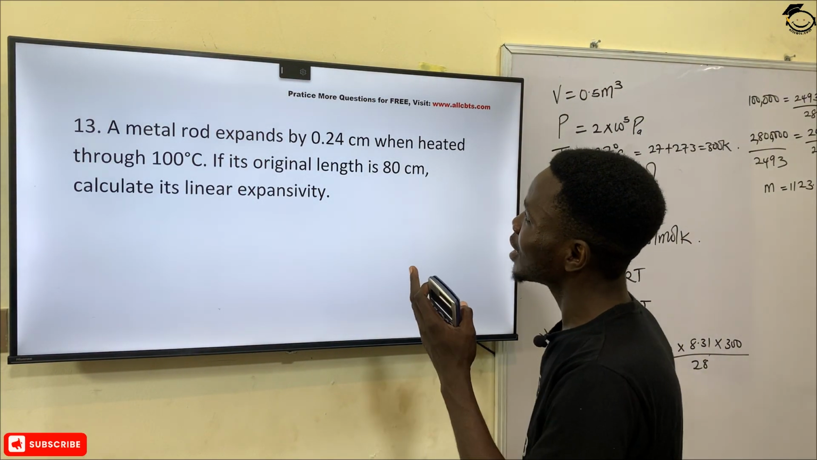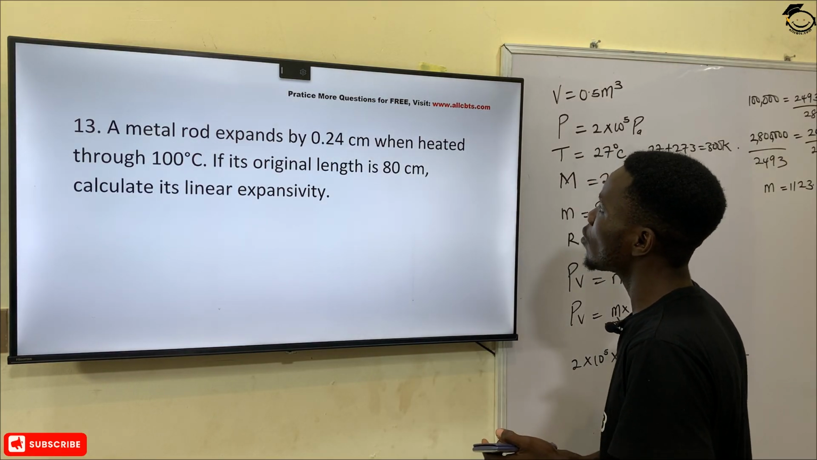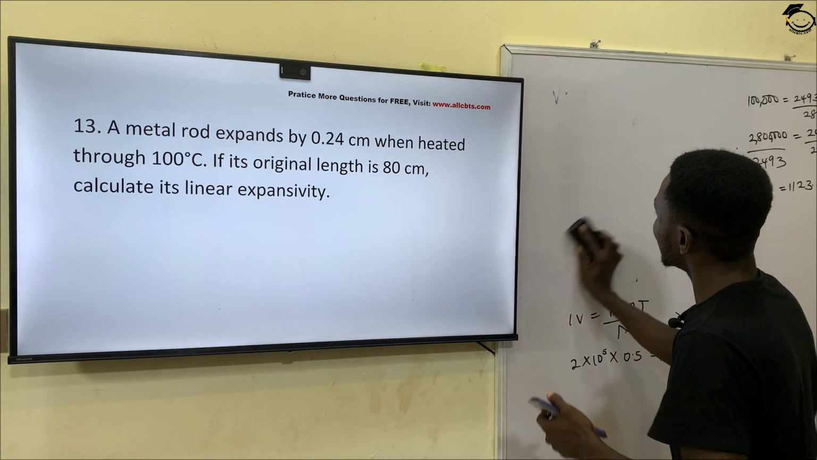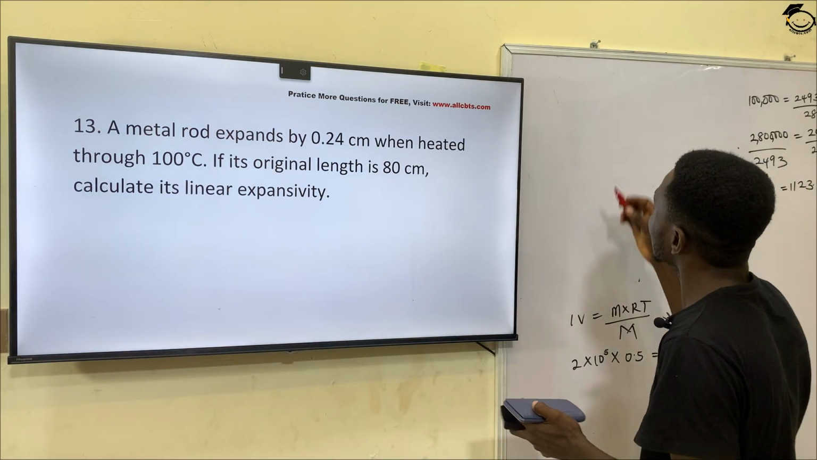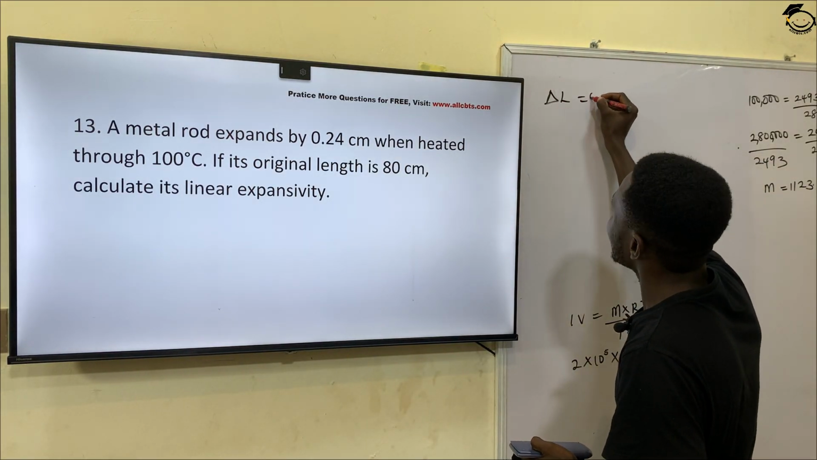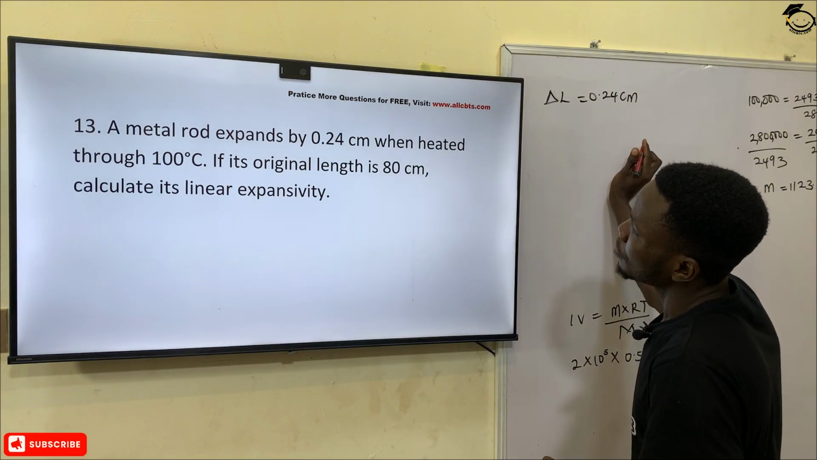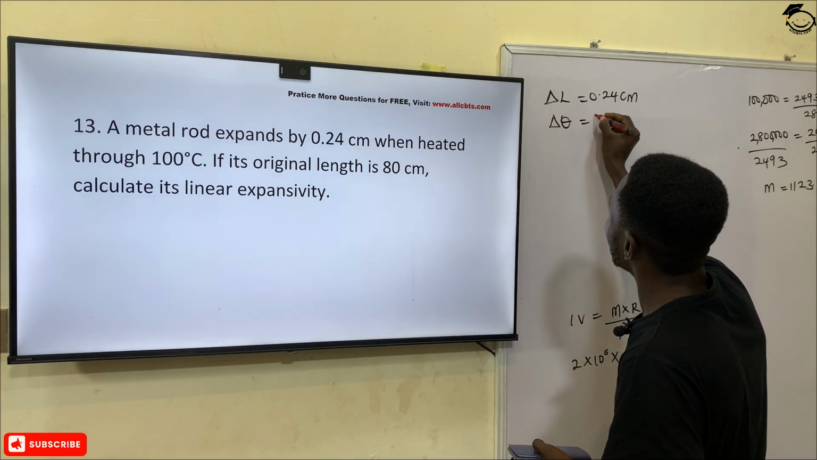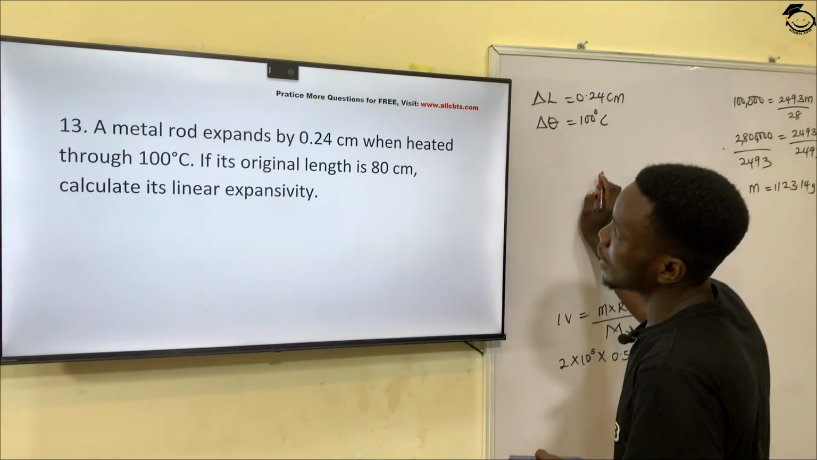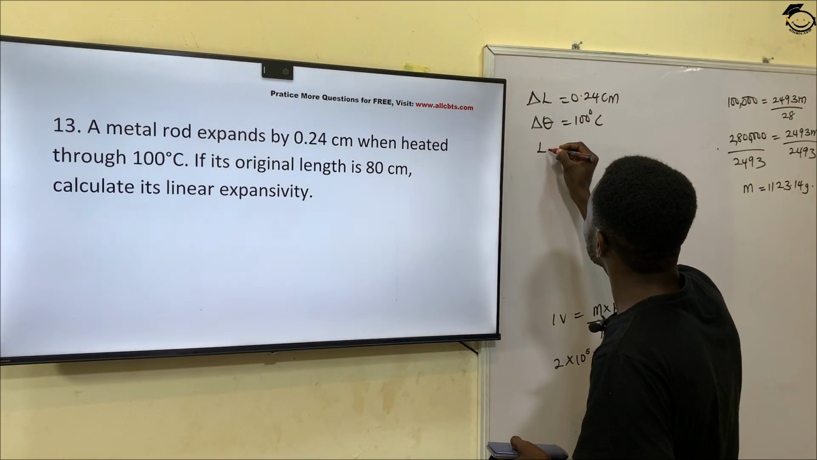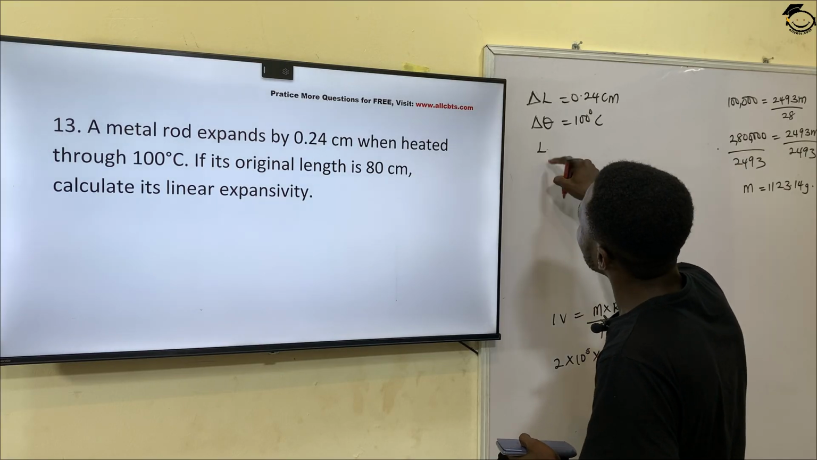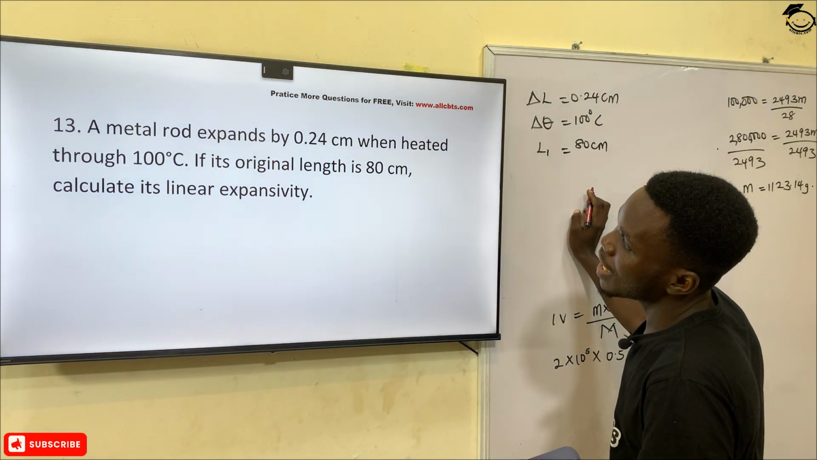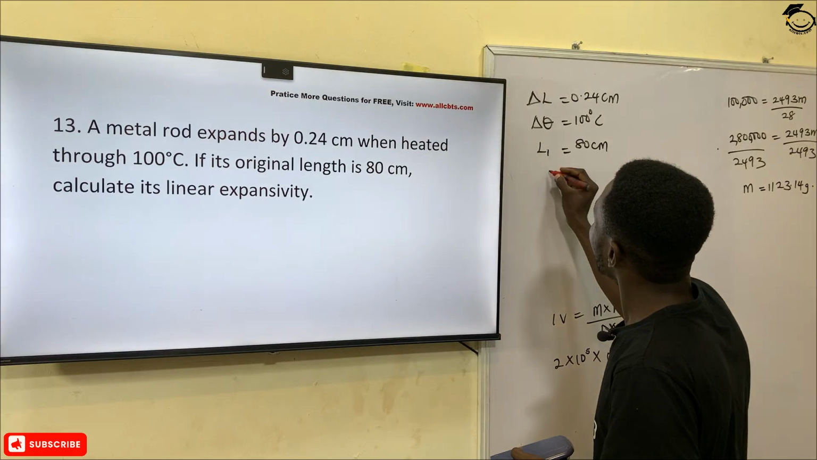It says, a metal rod expands by 0.24 centimeters when heated. So we have the change in length here as 0.24 centimeters. It said when heated through 100 degrees Celsius, so our change in temperature is 100 degrees Celsius. It said if its original length L0, or L1, you can say, is 80 centimeters, calculate its linear expansivity. So we are looking for alpha.